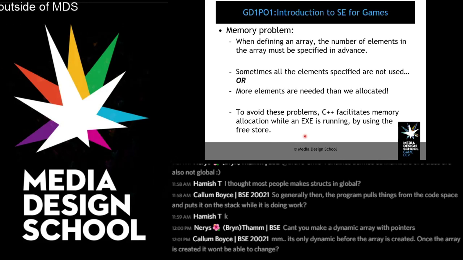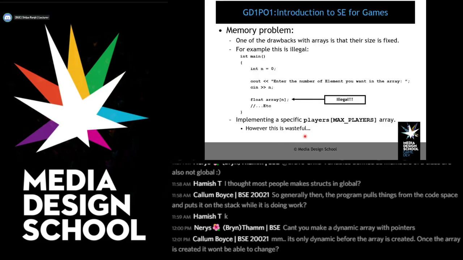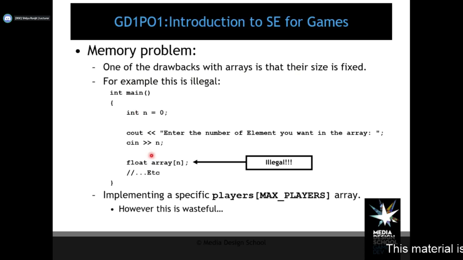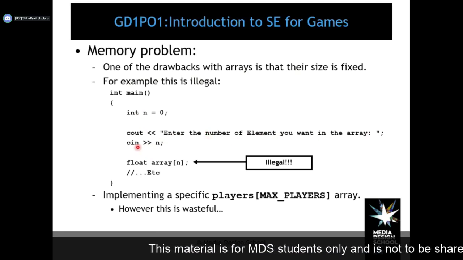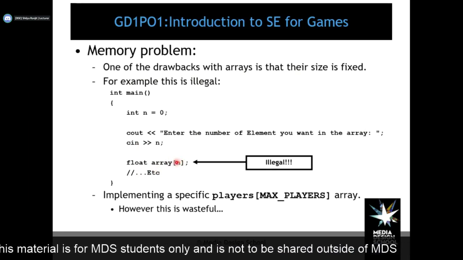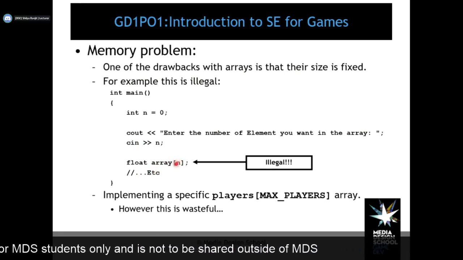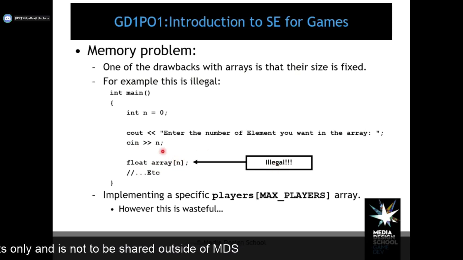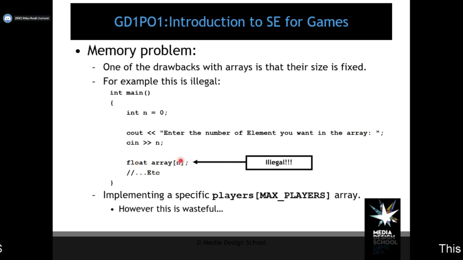So an example is given over here. One of the drawbacks with arrays is that their size is fixed. For example, this is illegal. You can see we are asking the user to enter the number of elements that we want in the array. So you have cin, and then I'm trying to do float array n. If you try out this code, it is going to throw a compile time error, because it is important for the compiler to know at compile time how many spaces this particular array requires.